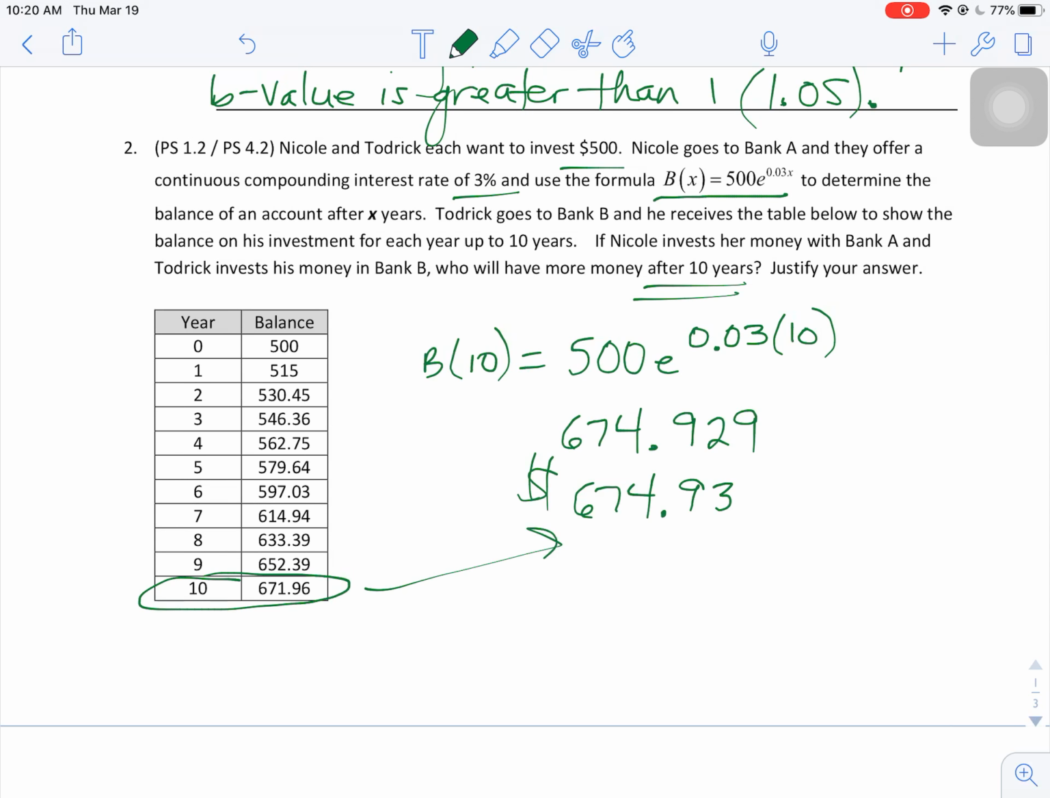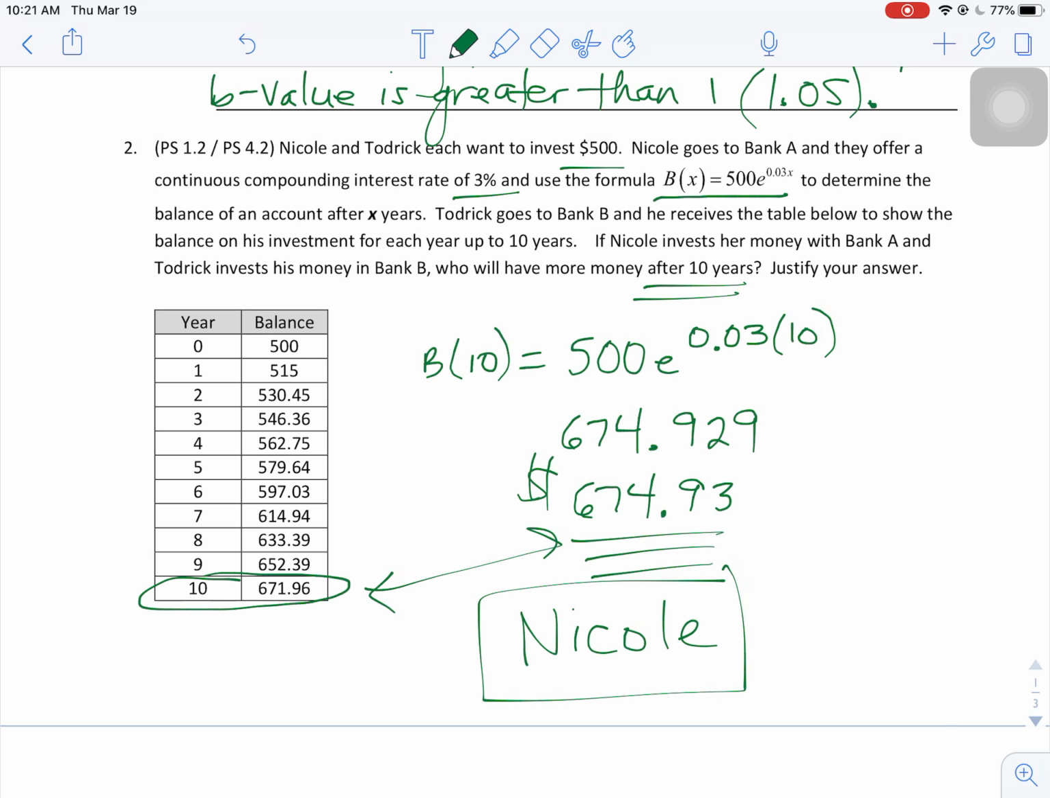So I'm just comparing these two numbers. So 674 is larger than 671. And so that was Nicole who invested her money in Bank A. So we'll go with Nicole as our final answer of the person who makes more money.